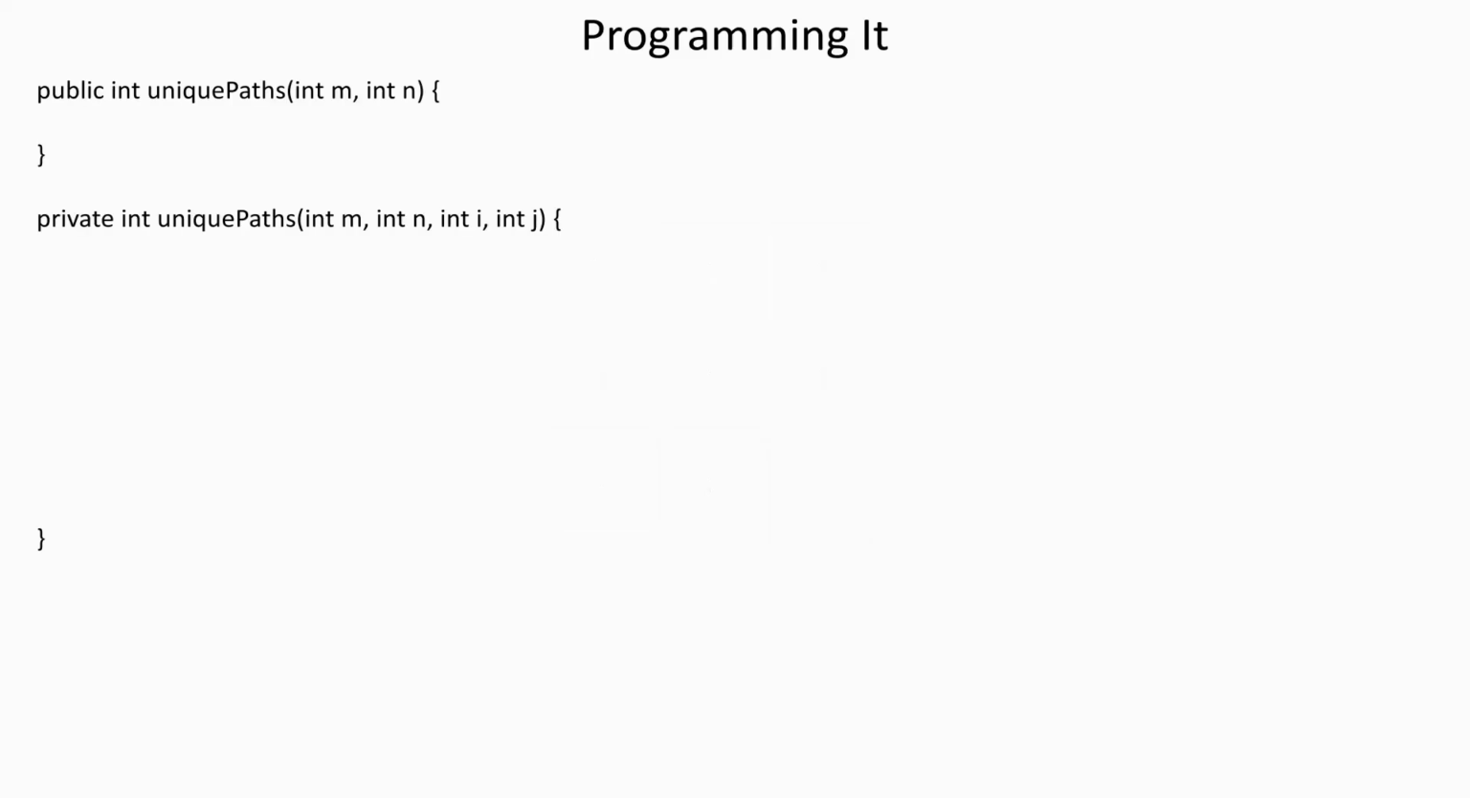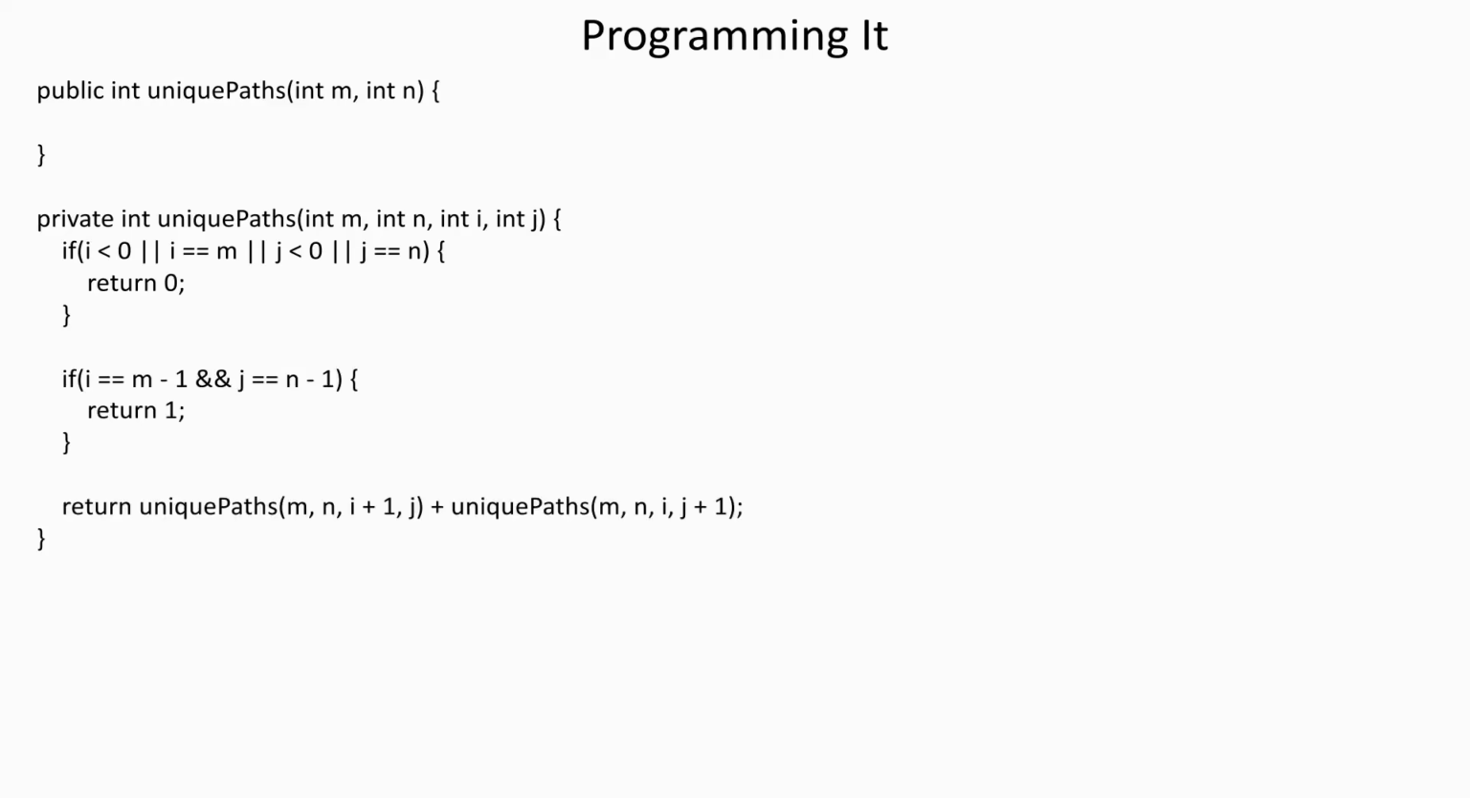Let's program it. We first create a helper function that keeps track of the index in the parameters. We first check if it's out of bounds, and if it is, we return 0. If you have reached the end, however, you return 1. But if none of those are true, you return the sum of right and bottom. And finally, the main function calls this helper function with 0, 0 as the starting index.